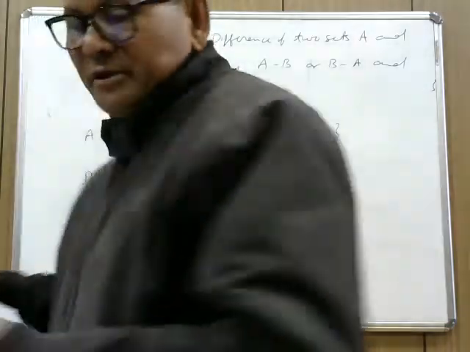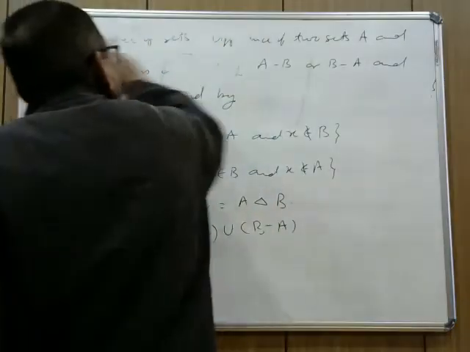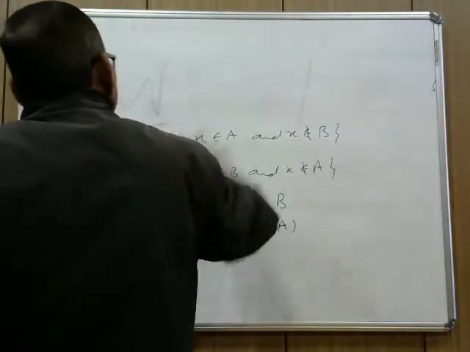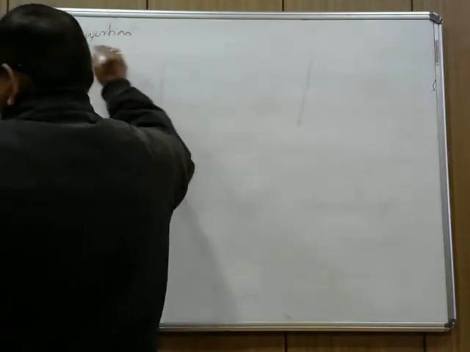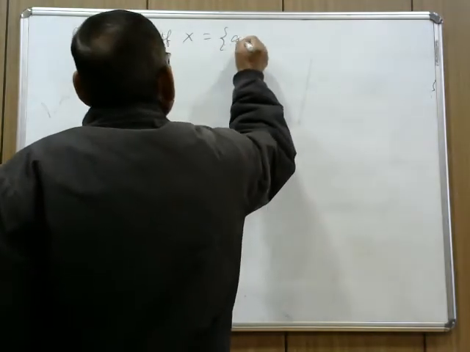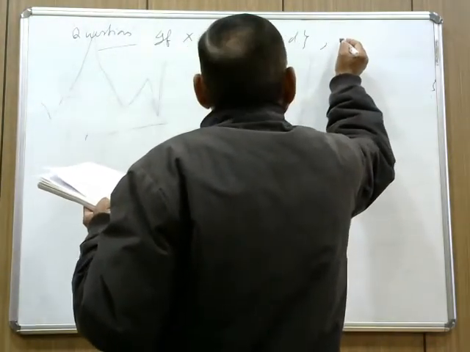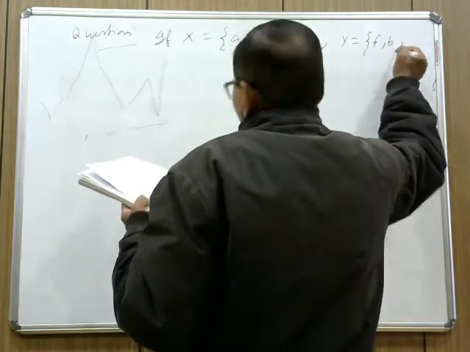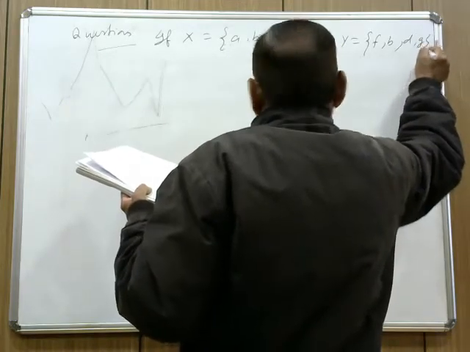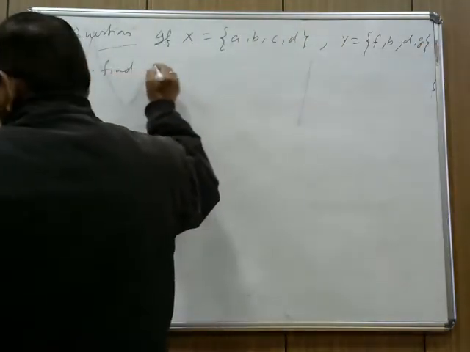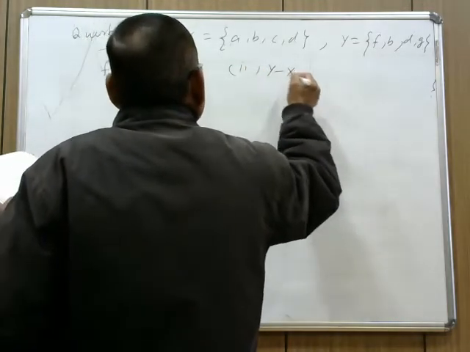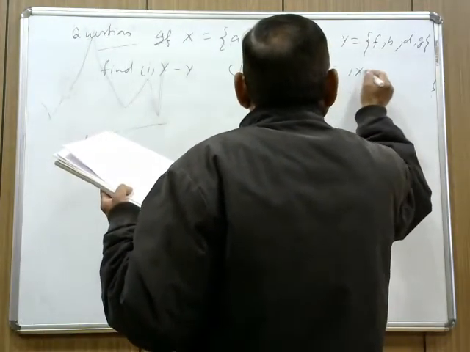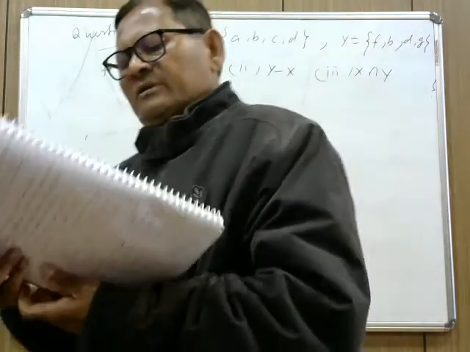Now a question. Again I am taking a question. If set x equals A, B, C, D, and set y equals F, B, D, G, then find first x minus y, second y minus x, third x intersection y. You have to calculate these three things.